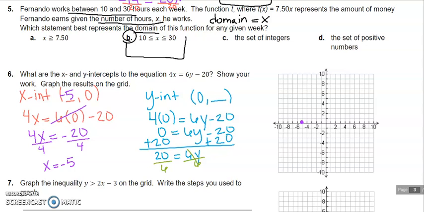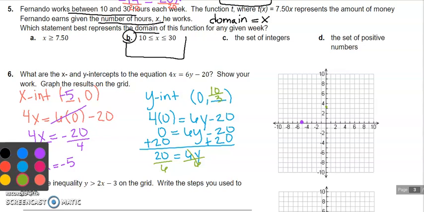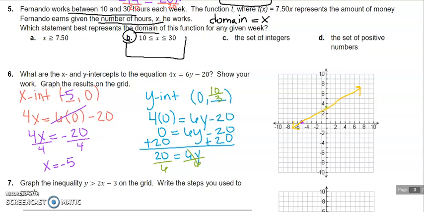20 divided by 6 reduces to 10 thirds. So that is like 3 1/3. Let's see, 3 1/3 would be about there. Oh, just kidding. That was silly. That's my y-intercept. Just kidding. Okay, 3 1/3 would be there. And then you can connect those to make your line. So mine's going to be a little wobbly. Hopefully you have a straight edge or something to use to make yours a little bit prettier. But it's going to end up looking something like that.